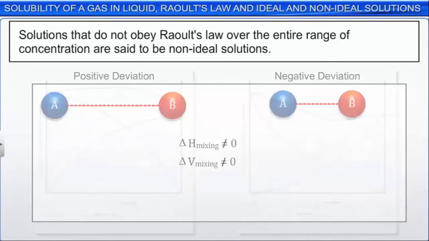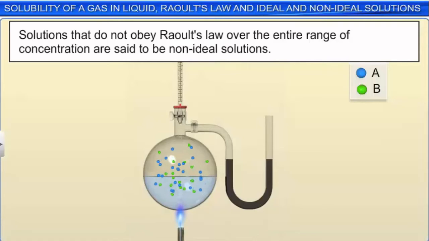If the magnitude of A-B interactions is weaker than the magnitude of A-A or B-B interactions, then this implies that such solutions have a higher tendency to escape into the vapor phase and will show a higher vapor pressure.